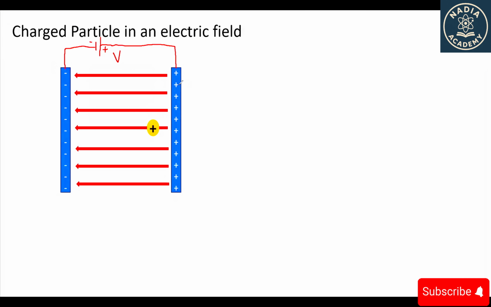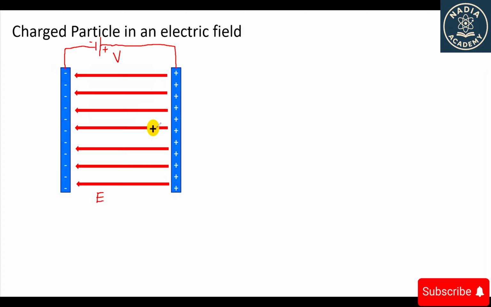With this configuration between these two plates, we will have electric field E, and the direction of the field lines will be from the positive plate to the negative plate. As you may remember, the direction of the electric field is decided by the test charge particle, and the test particle is always a positive charge particle. So if we put a positive particle between these two plates, it will be pushed by the positive plate and it will be attracted by the negative plate. So the field lines are from positive to negative.